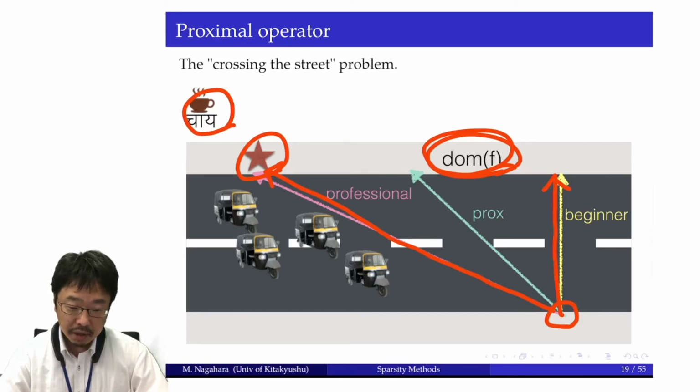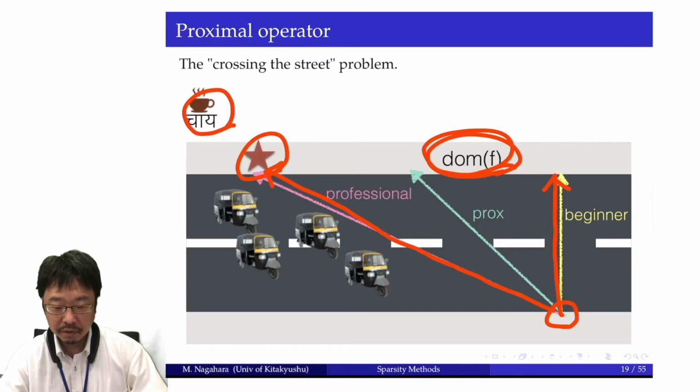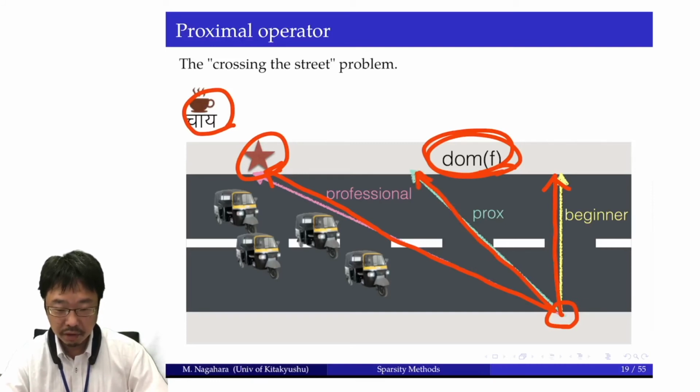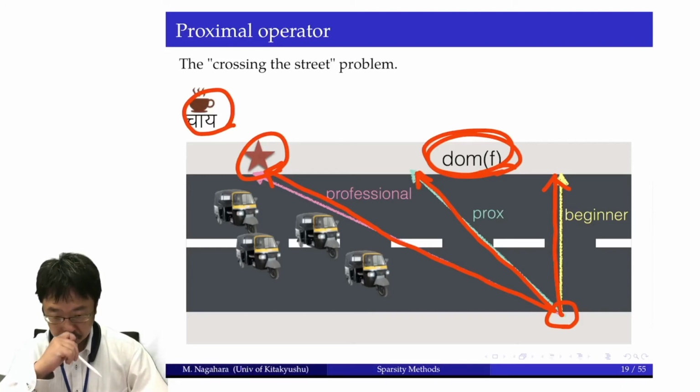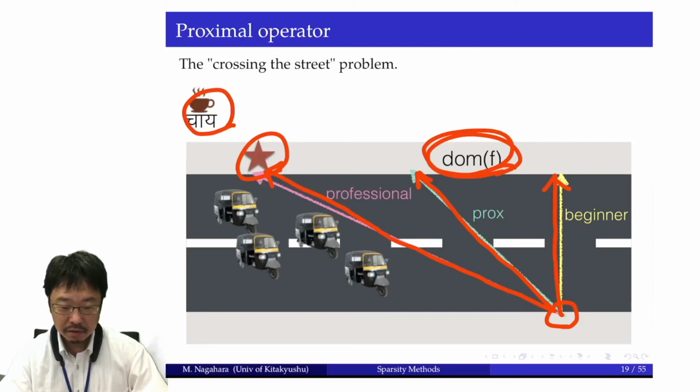But I became accustomed to the heavy street. I gained the parameter gamma and crossed the street like this. This is the proximal operator, more proximal to the goal than the projection. But please remember that too large gamma may lead to disaster.